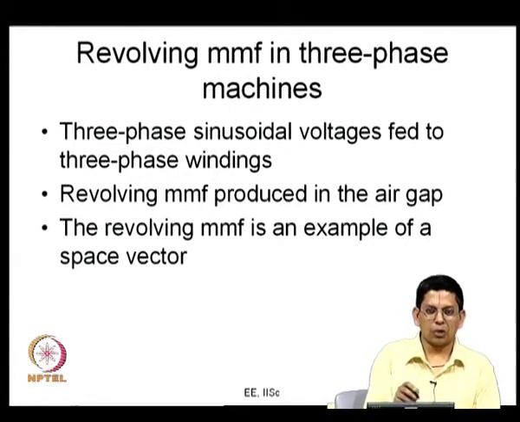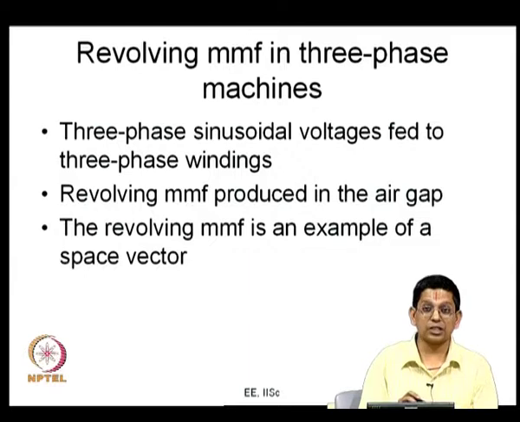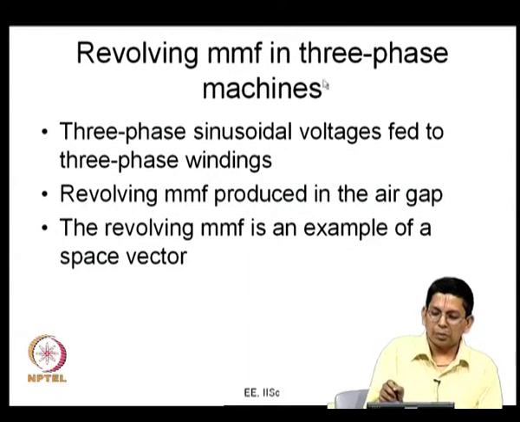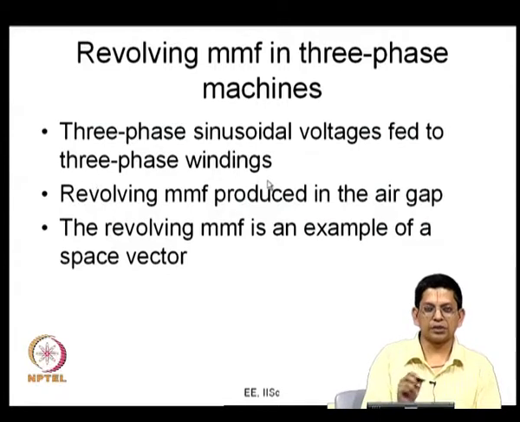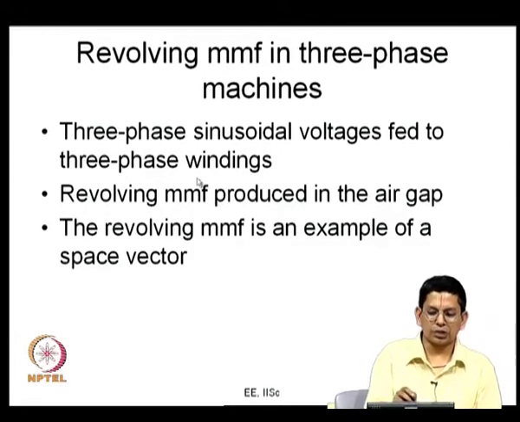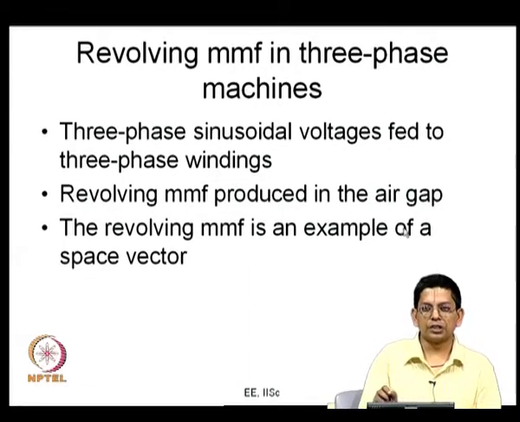This revolving MMF is an example of a space vector approach, of what a space vector is. So, this revolving MMF in 3-phase machines is what I would like you to consider. Most of you should be familiar with 3-phase machines, and even in this course we have been dealing with 3-phase machines on and off. Now, consider a 3-phase machine like a 3-phase induction motor or a 3-phase synchronous machine. So, you have a 3-phase winding sitting on the stator, and you usually apply 3-phase sinusoidal voltages to the winding. And when you apply 3-phase sinusoidal voltages onto this 3-phase winding, it produces a revolving MMF. There is a magnetomotive force, a magnetic field produced, and that magnetic field revolves in the air gap. This is what happens now.